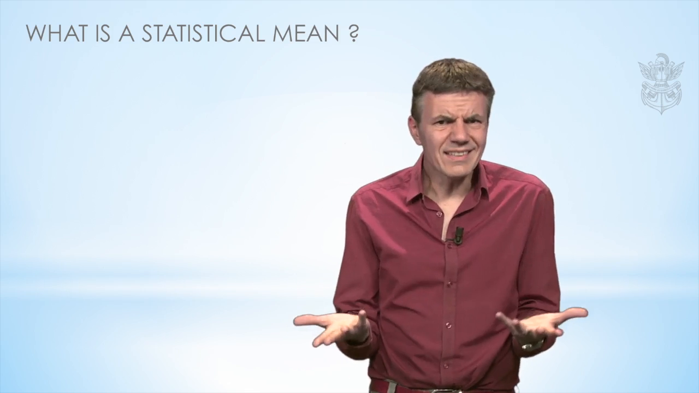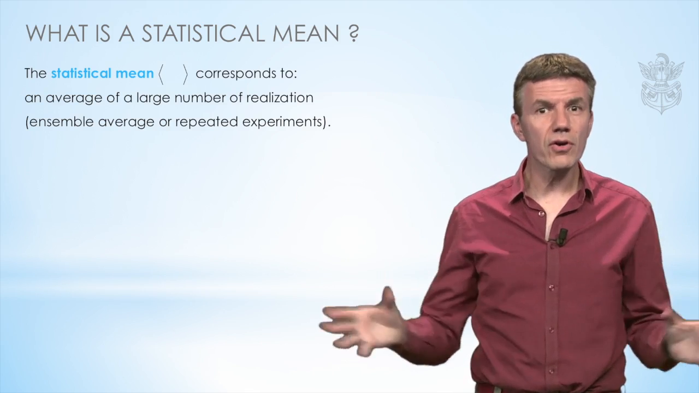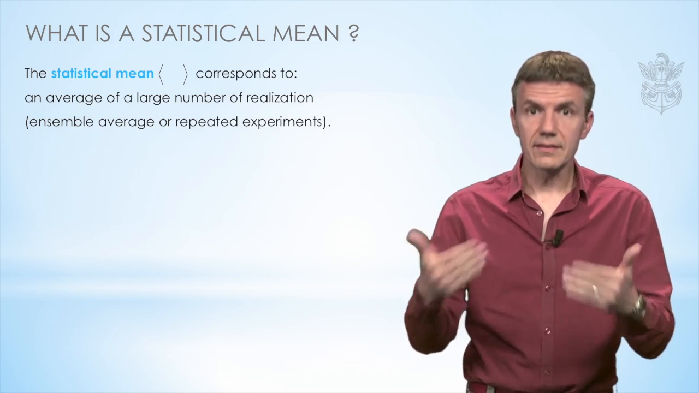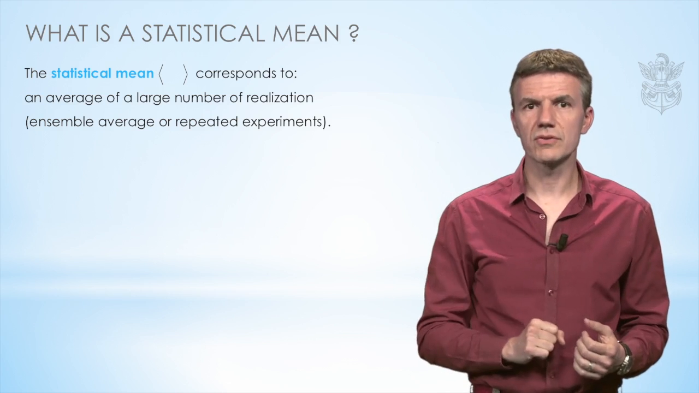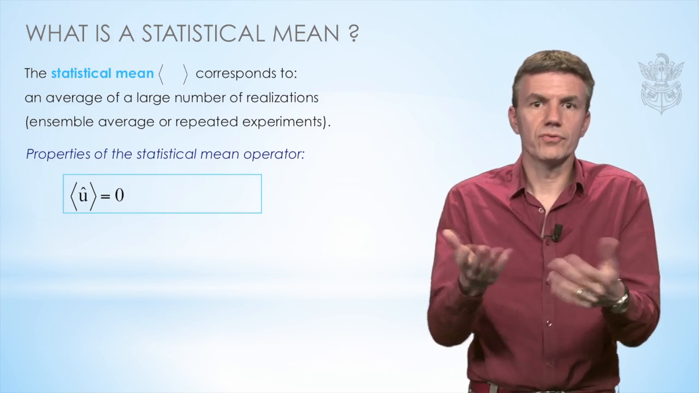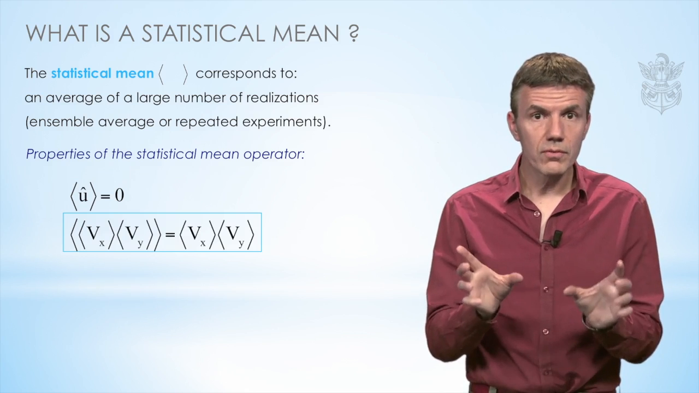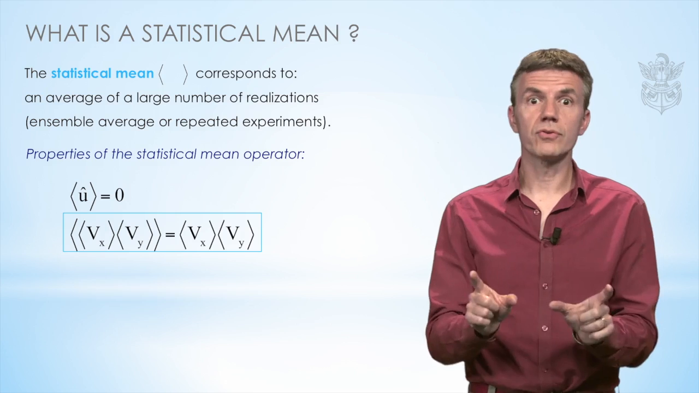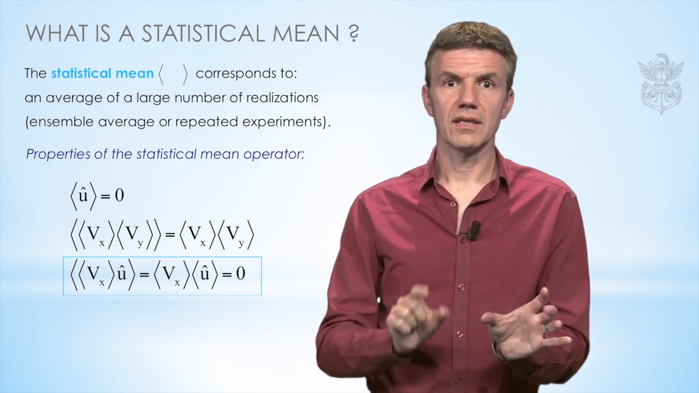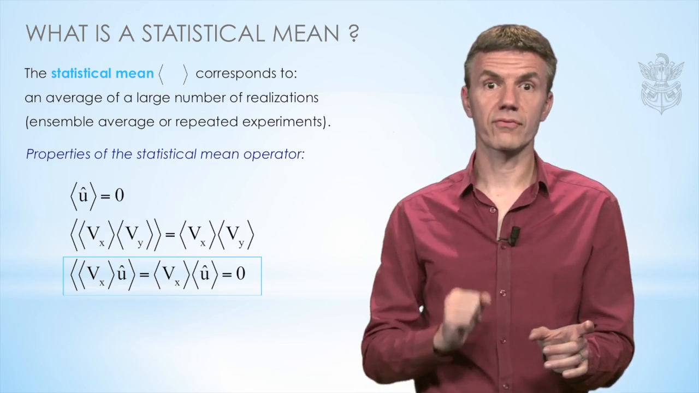You may ask, what is a statistical mean? The statistical mean corresponds to an average over a large number of realizations of the same repeated event. For instance, you restart several times the same experiment with the same initial conditions. And the properties of the statistical mean are: the mean of the turbulent velocity fluctuation is equal to 0. The mean of the product of two mean velocities is equal to the product of the means. The statistical average of a mean velocity times a turbulent velocity is equal to the product of the mean velocity times the mean of the turbulent fluctuation and is therefore equal to 0.